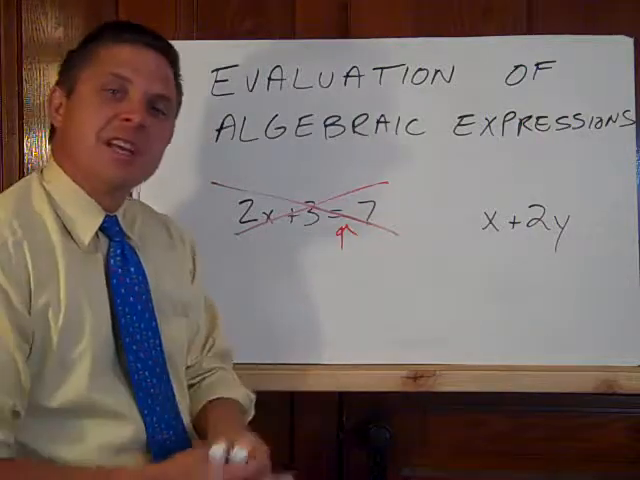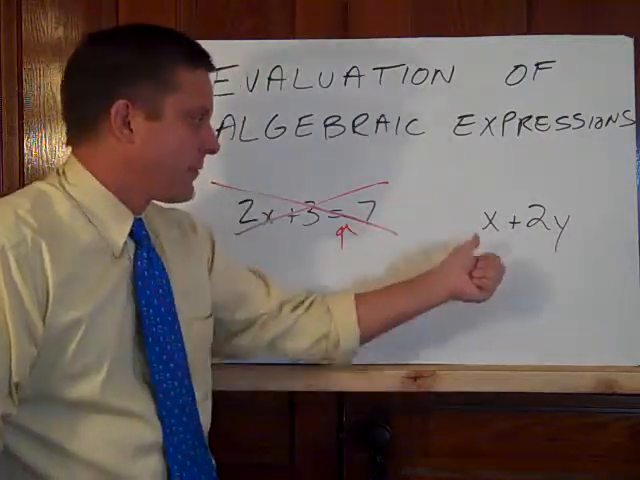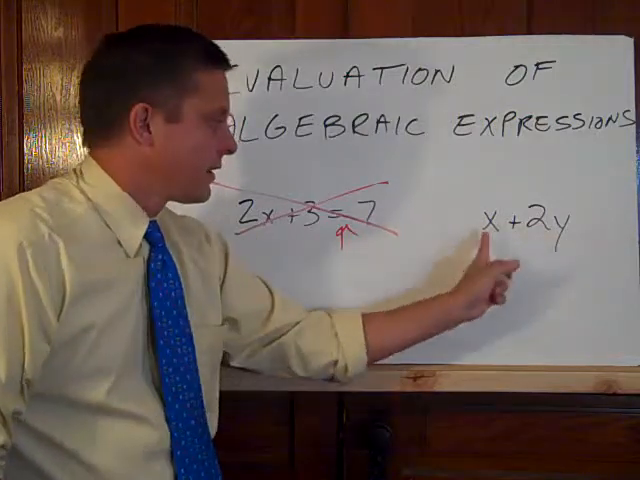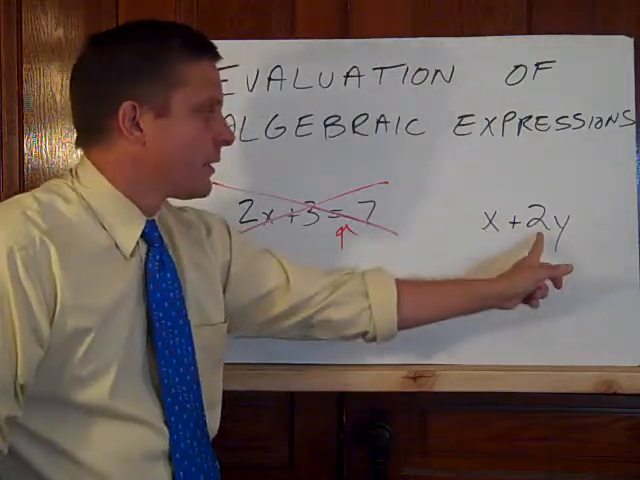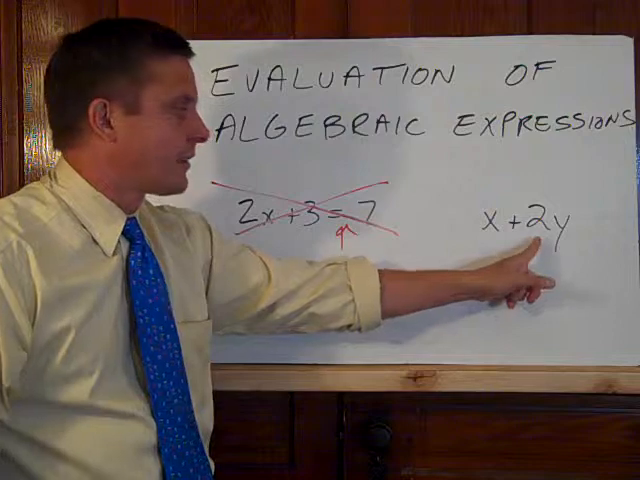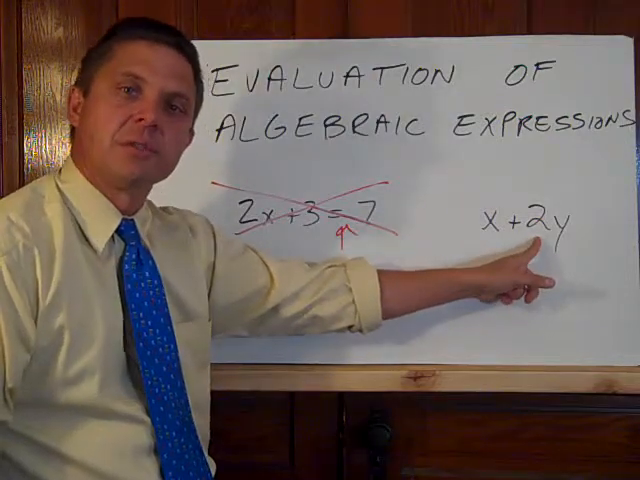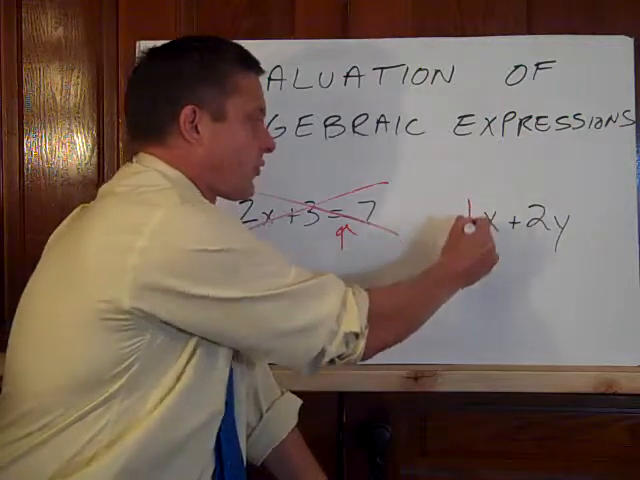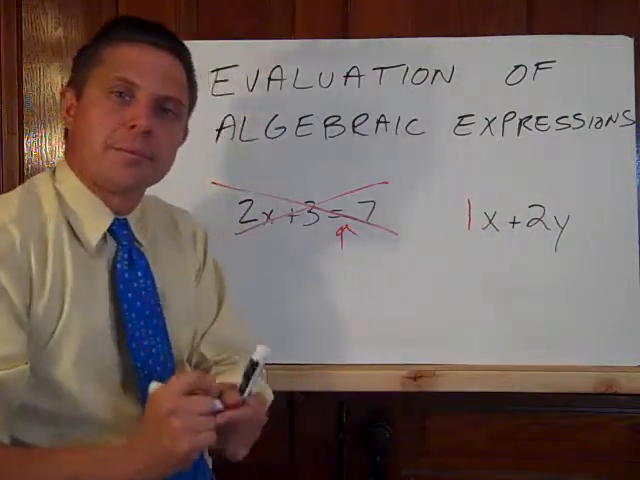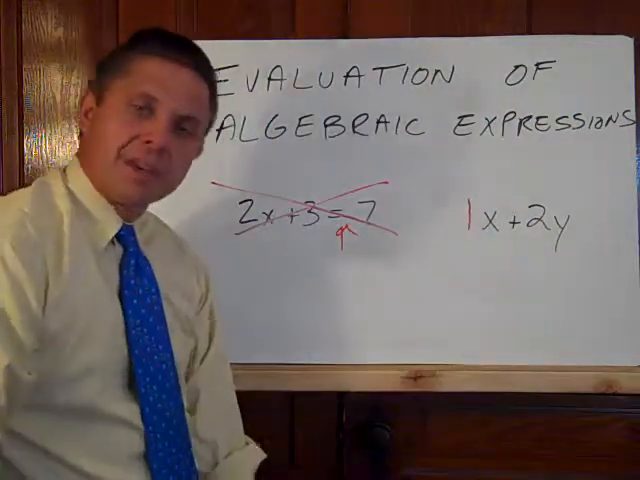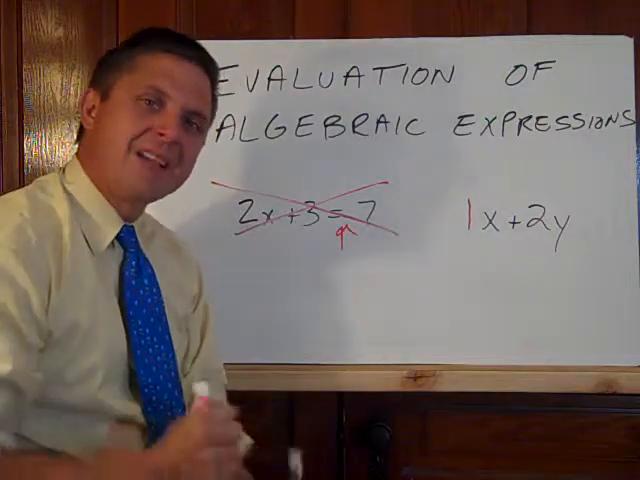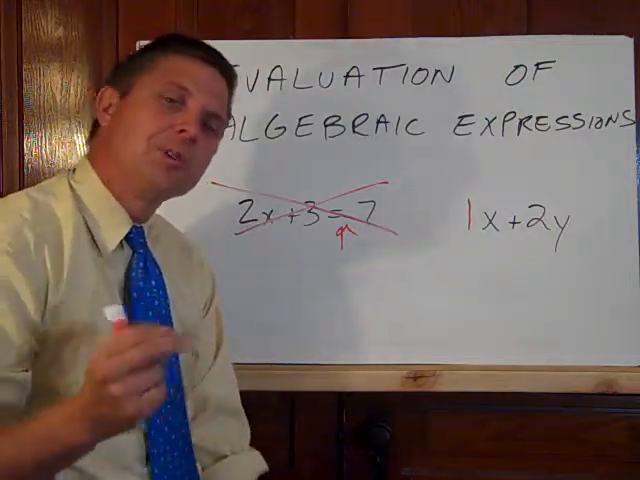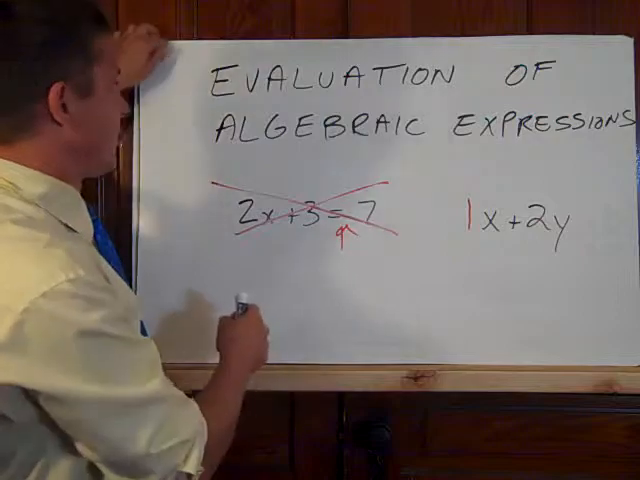Again, this is a two-term expression. It's algebraic because it has x and y. The x is one term, the 2y is the other term. The second term has a coefficient of 2. I could also make the argument that the coefficient on the first term is a 1. Now again, if I'm going to evaluate that to a single value, I need to know what x and y are. So I'm also going to need some equations to do evaluations.